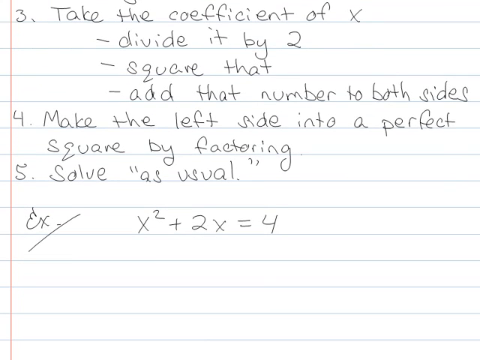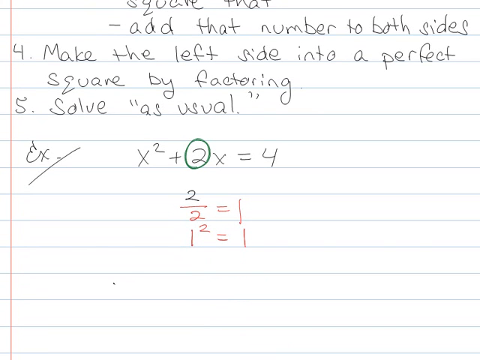So that's good. Now, the next step says take the coefficient of x, that's the number in front of the x. Okay, so I've got 2. Divide it by 2, square that, and add that number to both sides. Okay, so I have x squared plus 2x plus 1, and that equals 4 plus 1. So I'm basically taking the original equation, x squared plus 2x equals 4, and adding 1 to both sides.